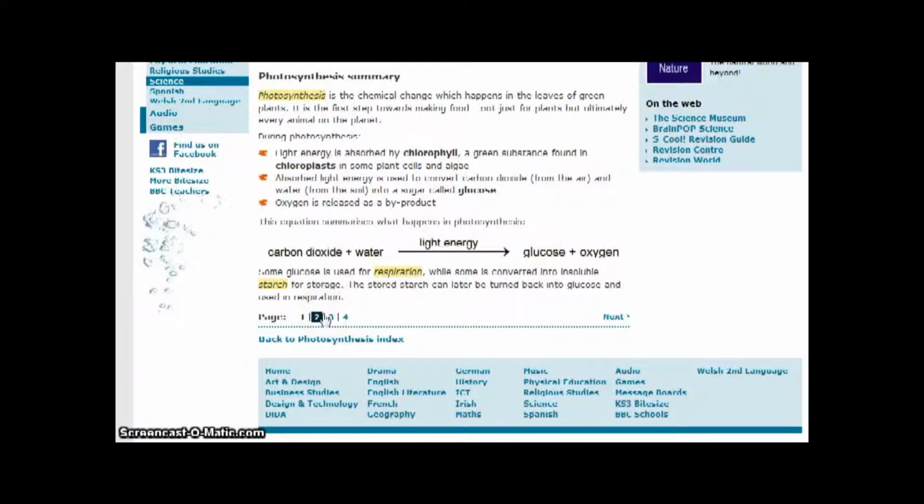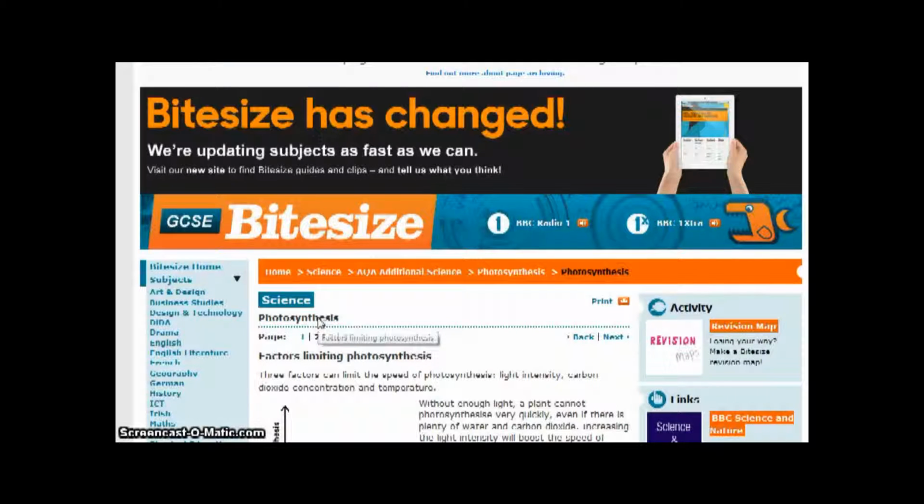So yep, some glucose is used for respiration while some is converted into insoluble starch for storage, and then when they're running low they can always turn to that storage supply and use that glucose.